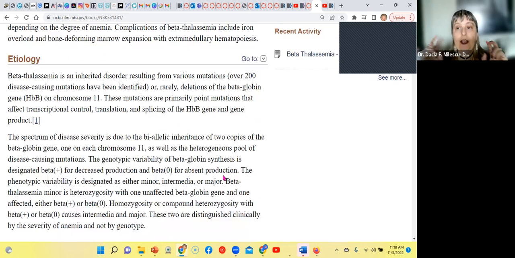All right, so etiology means cause. So what is the etiology? Etiology specifically is that beta thalassemia is an inherited disorder from 200 mutations. We have identified 200 different mutations that all lead to beta thalassemia, okay? Very rarely, we have some deletions of the beta globin gene, hemoglobin B, on chromosome 11. And this is a rare occurrence, but these mutations are primarily point mutations that will affect transcription, translation, and the splicing of that hemoglobin B gene.